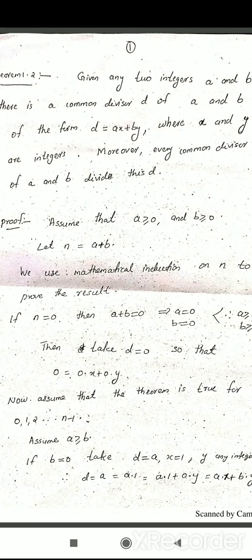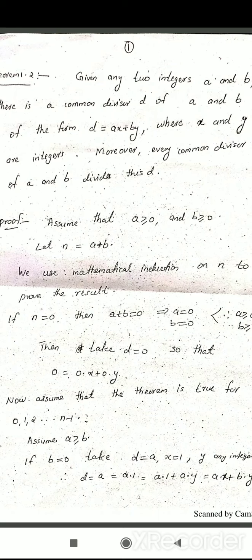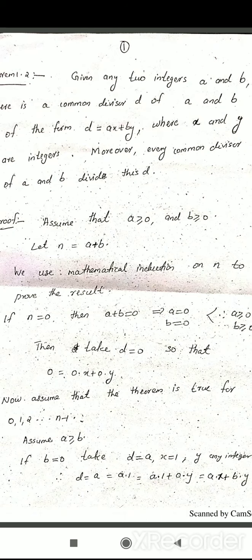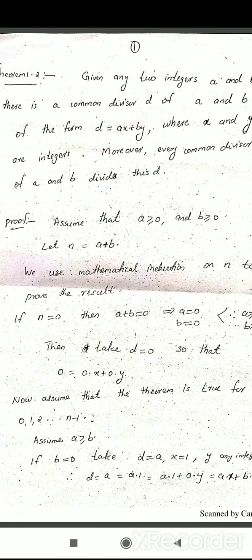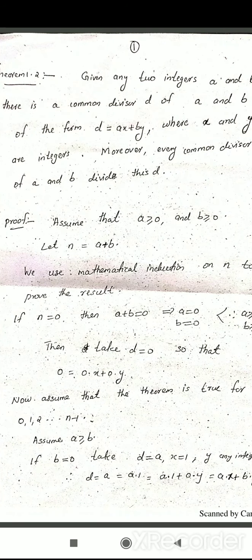So, assume first that a and b are non-negative and let n equal a plus b. We use mathematical induction on n to prove the result. If n equal to 0, then a plus b equal to 0, so a and b are 0. So, take d equal to 0. 0 is a common divisor of 0 and 0. So, we get 0 equal to 0 into x plus 0 into y. That is d equal to ax plus by. So, the theorem is true for n equal to 0.